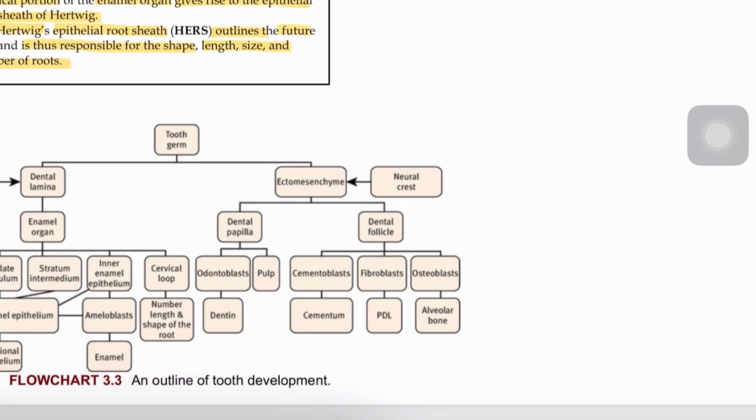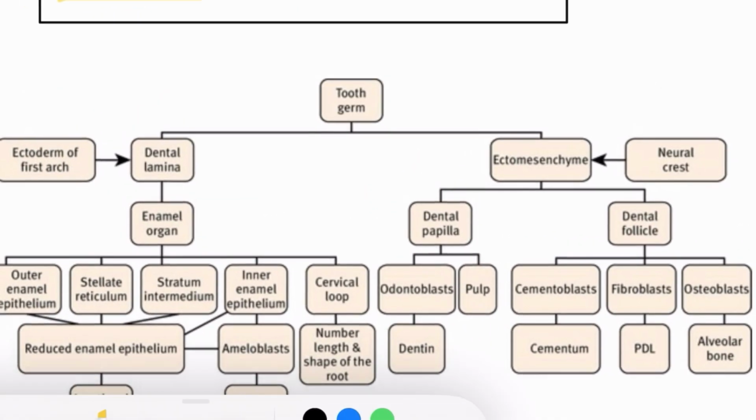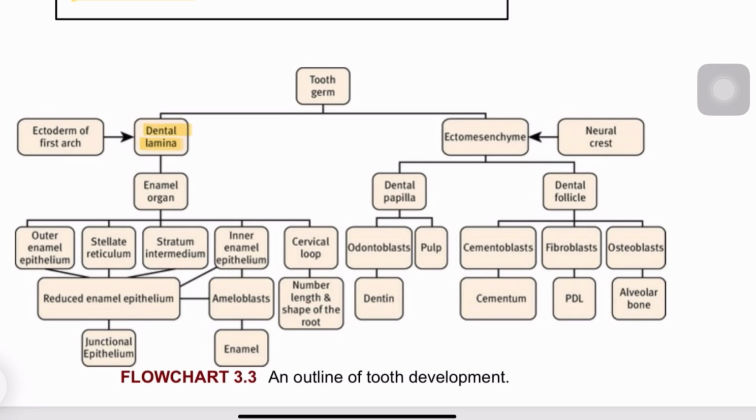Let's come to this flow chart that is given in your textbook. The tooth germ will get divided into dental lamina and ectomesenchymal cells, basically connective tissue cells, if you can remember like that. Dental lamina is coming from the ectoderm of first stage and these are coming from neural crest cells. Now dental lamina will form the enamel organ.